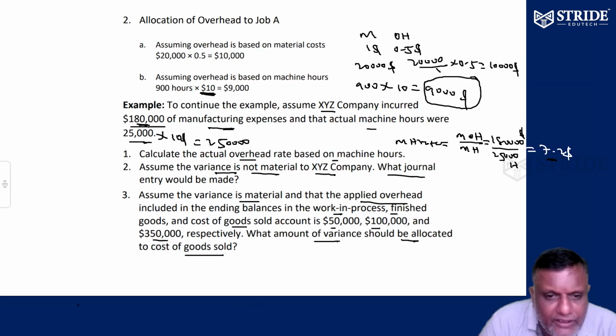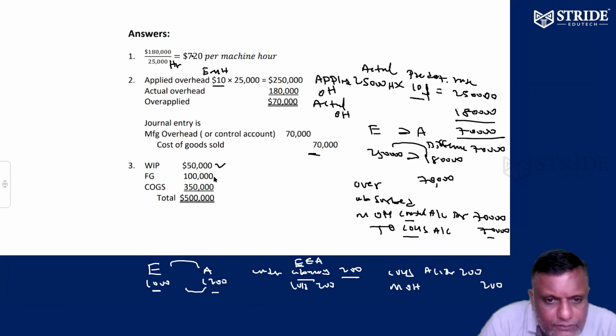Right. What is finished goods? $100,000. What is cost of goods sold value? $50,000. What is total? $500,000. Ratio purpose: WIP value, finished goods value, COGS value. Right. So now.